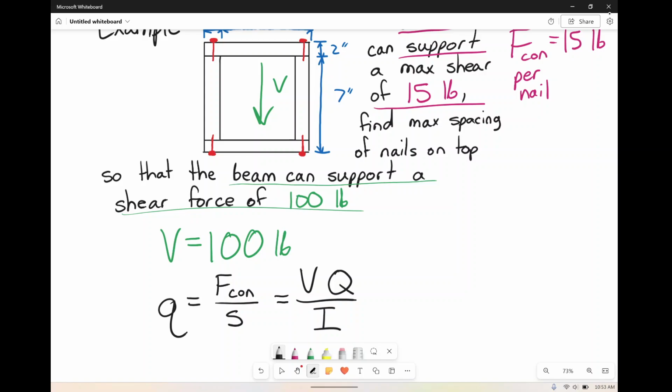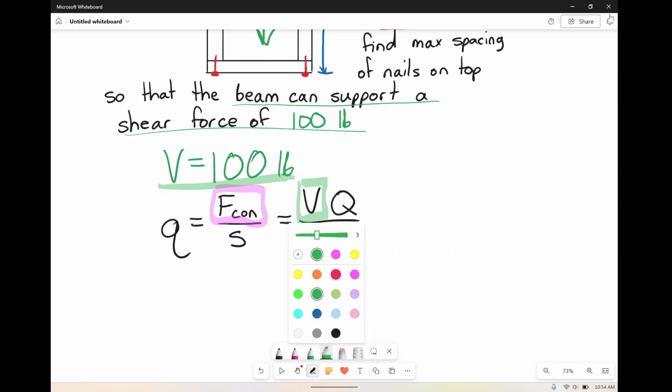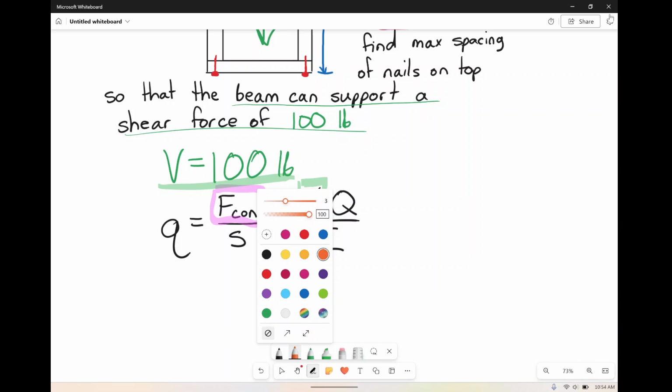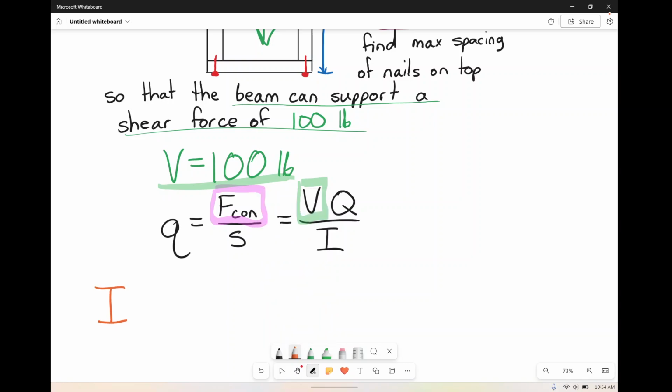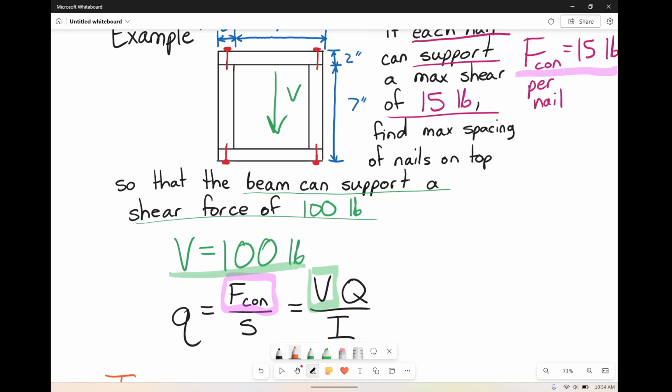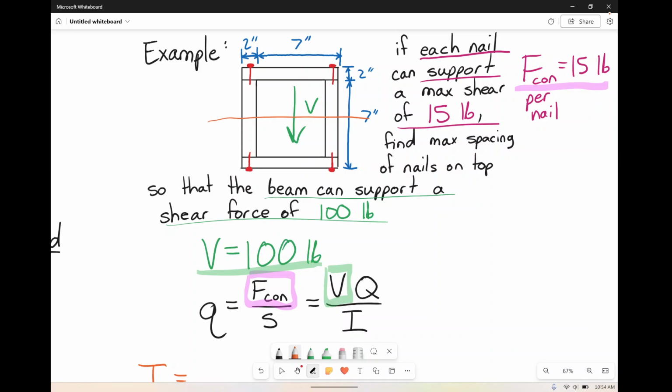Okay, what do I have? What am I missing? I have force of the connector. That was given this time, 15 pounds. I want to find spacing. I don't have spacing. I have V. V is the force of the beam. I don't have Q. I don't have I. Can I solve for those? Yes. Let's first start with I. So for I, moment of inertia about the neutral axis. Conveniently, the neutral axis is going to be where? At the dead center of this thing because it's symmetrical? Yes.